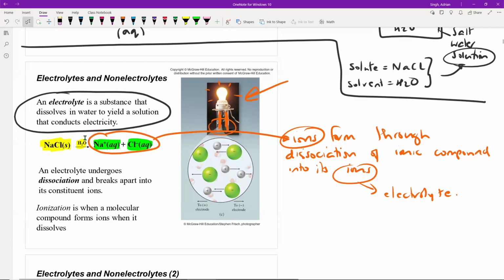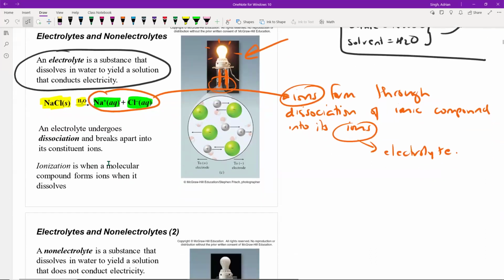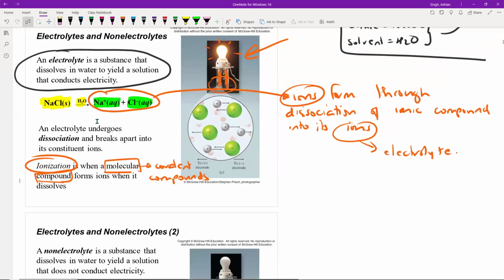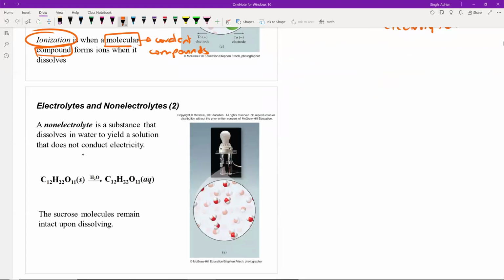So dissociation happens when ionic compounds break apart into ions, which makes them electrolytes. What can also happen is ionization, where a molecular compound forms ions. These molecular compounds, that's another term for your covalent compounds, sometimes are able to form ions in solution. That process is called ionization rather than dissociation. So we have electrolytes that form ions in solution.